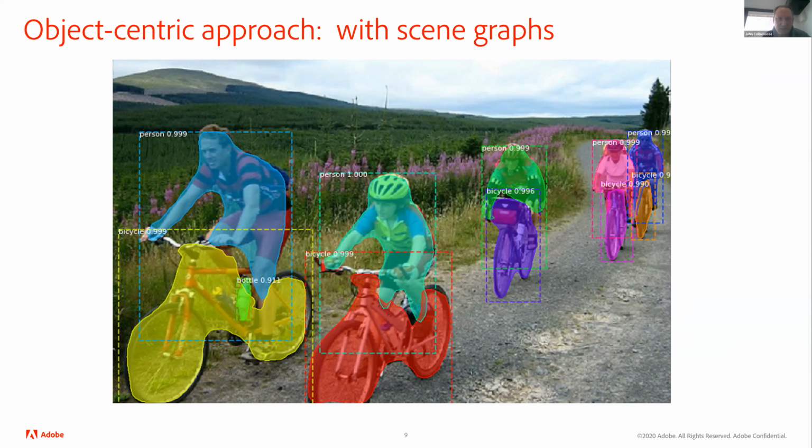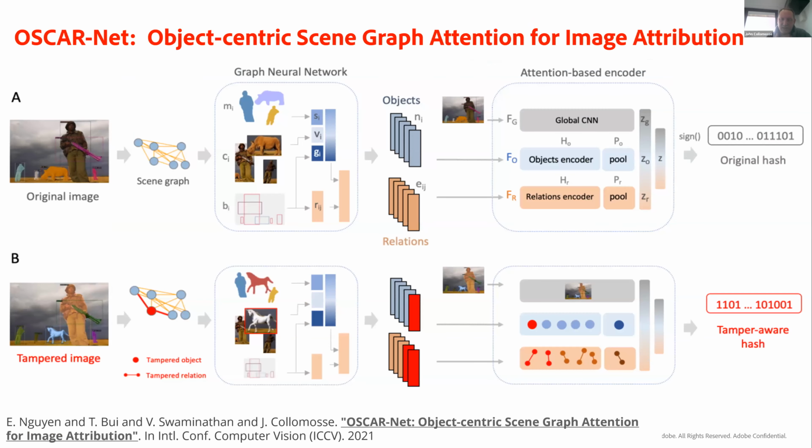But this hash has particular properties. We want it to be robust to benign manipulation of the image, but we want it to be able to identify areas of the image that have been manipulated to change its editorial content. So the way that we do this is we train this neural network, and we describe the details of this approach in an ICCV paper last year called OscarNet.